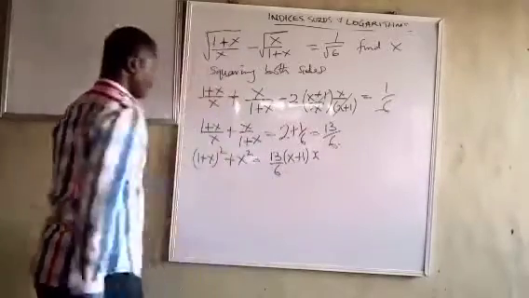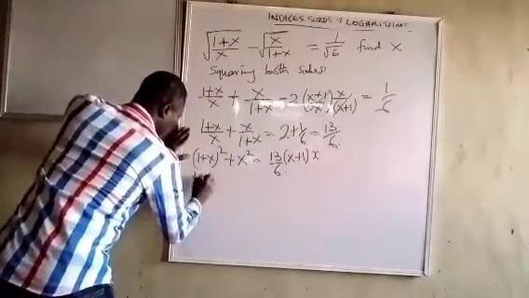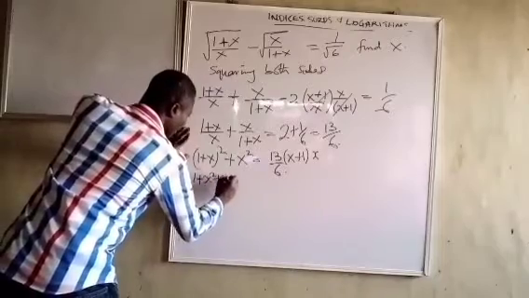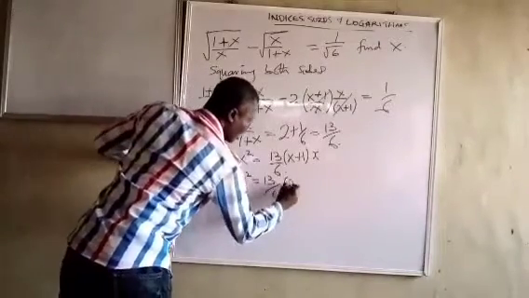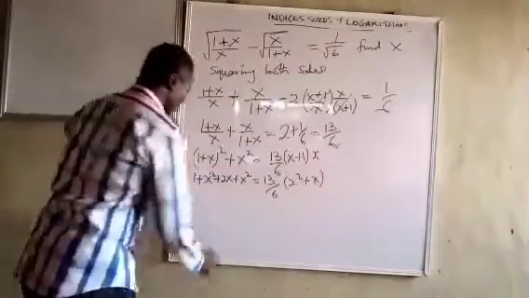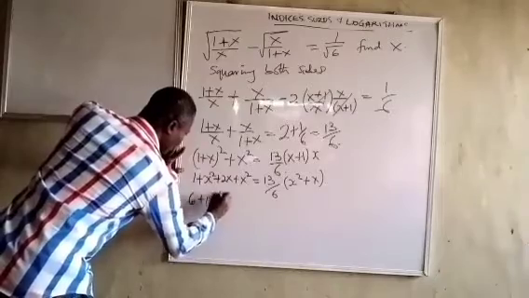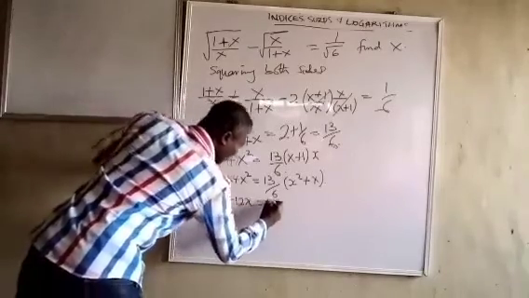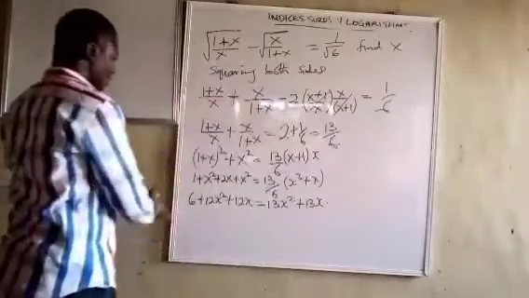Now, let's expand. This is going to give us 1 plus x squared plus 2x plus x squared is equal to 13 over 6 into (x squared plus x). Let's multiply through by 6 now. So we are going to have 6 plus 12x squared plus 12x is equal to 13x squared plus 13x. Now, let's gather like terms.